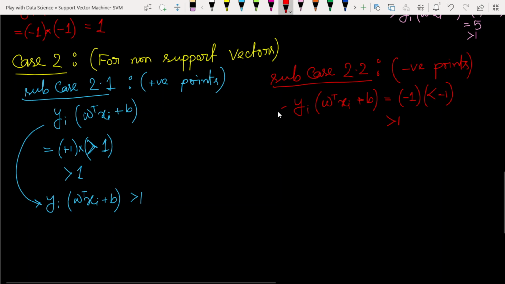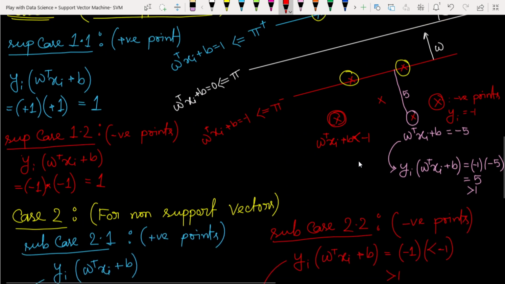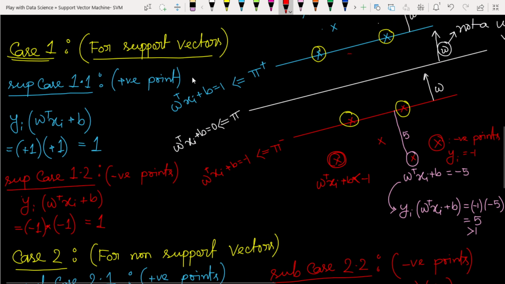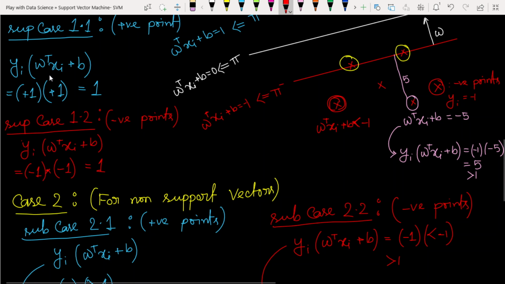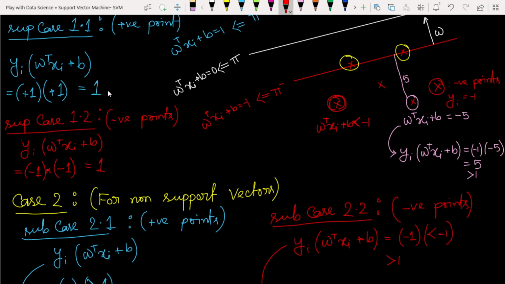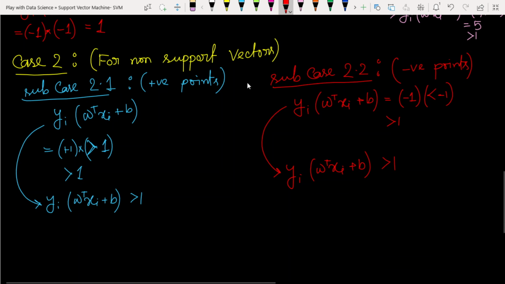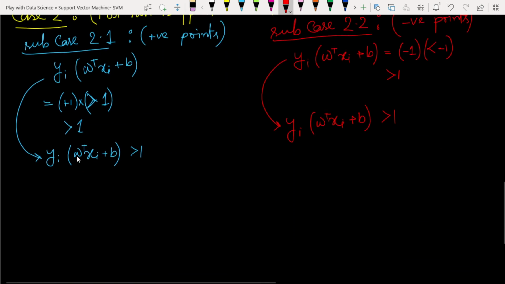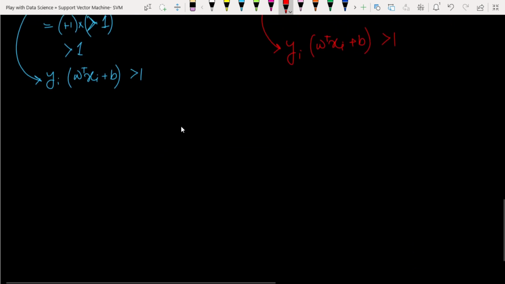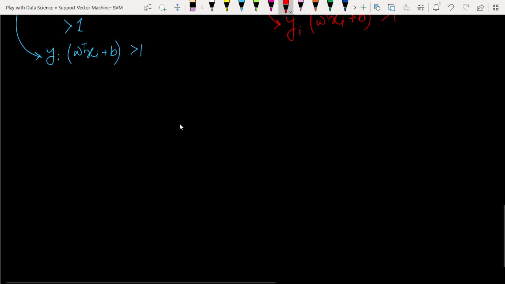Okay, now I'm just simplifying this. Clearly I'm writing this thing. If you visualize these two things, for support vectors, positive and negative points, we got w transpose xi plus b equals 1, and for non-support vectors, positive as well as negative, we got yi (w transpose xi plus b) greater than 1. So this concept we are using in the constraint part. Okay, let's write.